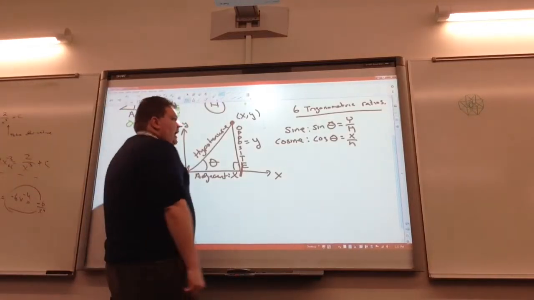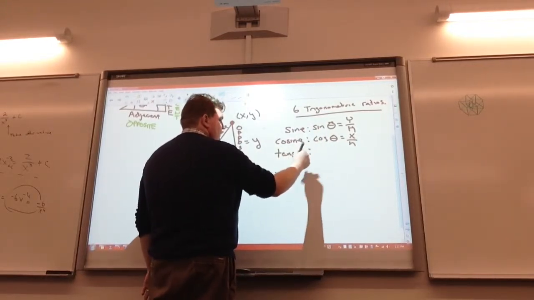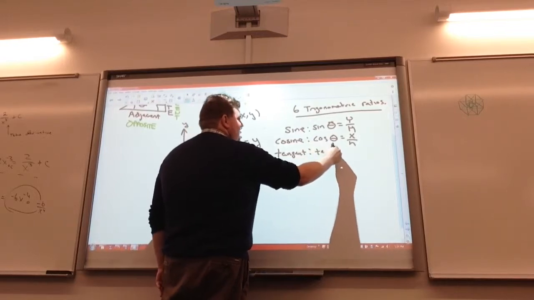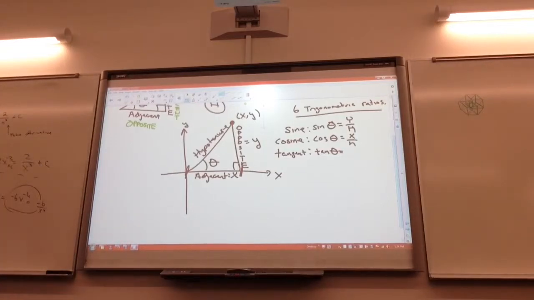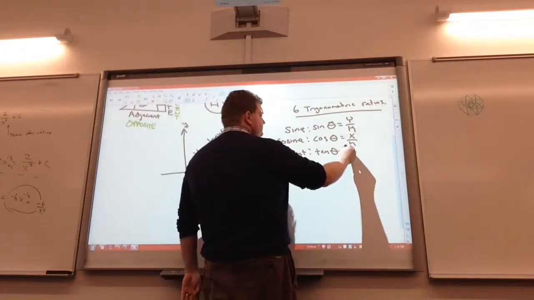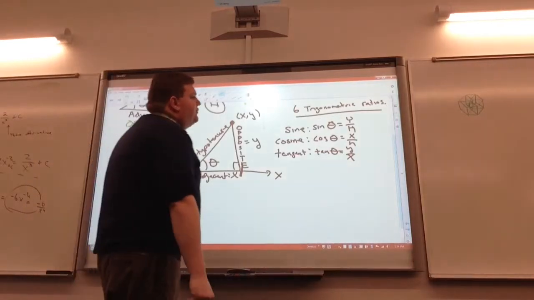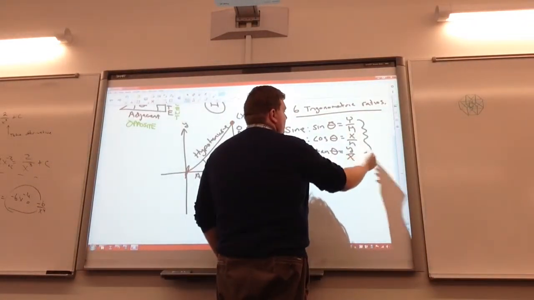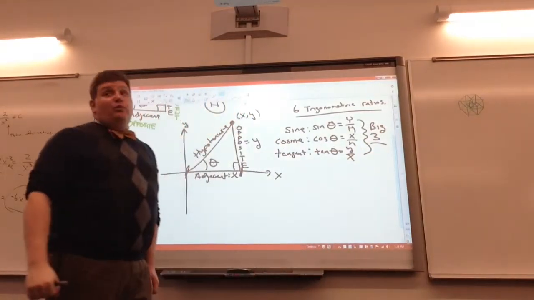The third one is called the tangent, abbreviated T-A-N, theta. Again, don't say tan. It's tangent. And the tangent of theta is represented as, again, a ratio. In this case, it's the opposite side to the adjacent side, so it's y divided by x. These are the main 3. You call these the big 3. They're not the only ones.